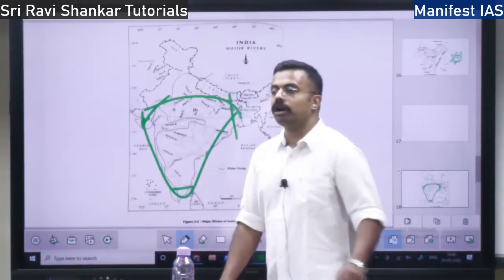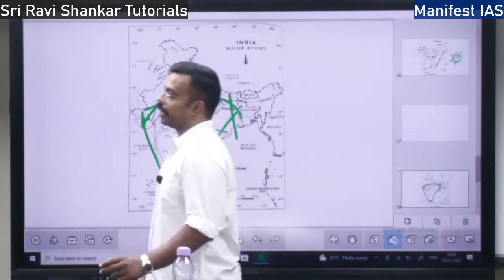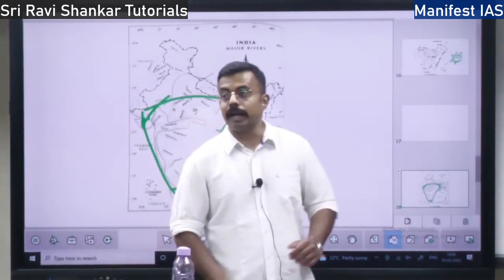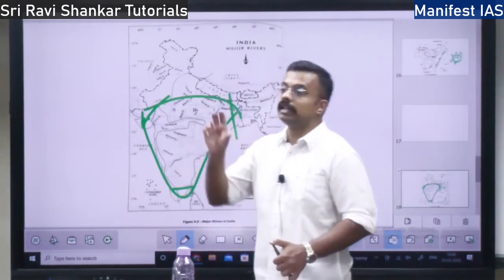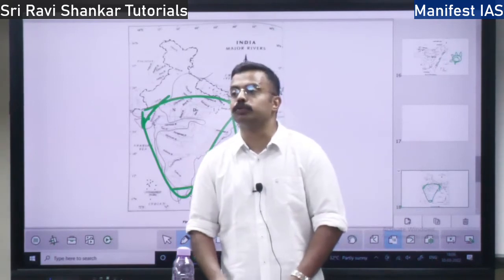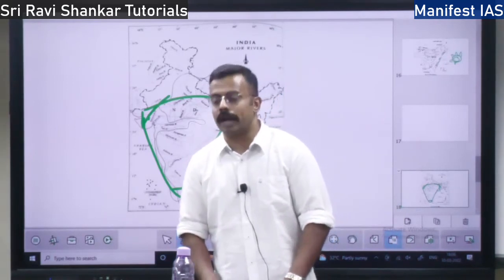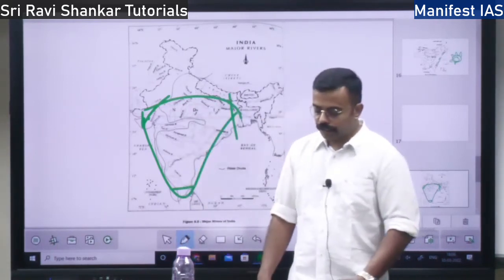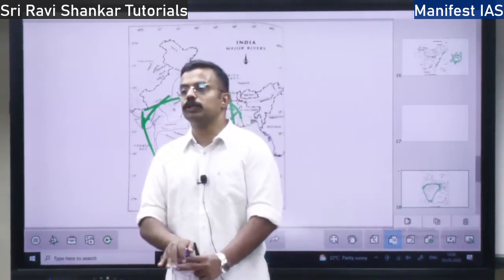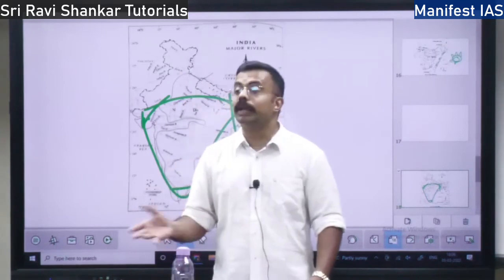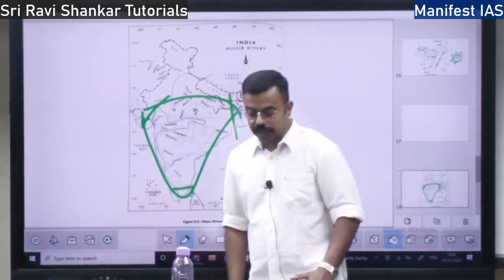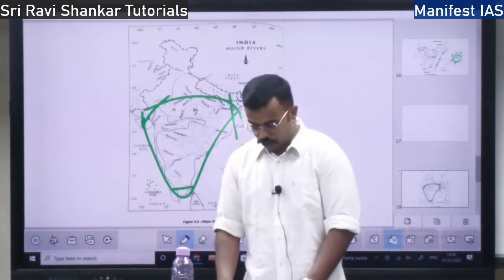Right. Not only that, within the peninsular plateau, you will find some small plateaus. They are called Patland plateaus. Plateaus within the plateaus are called Patland plateaus. So what are the types of plateaus? You have the Karnataka plateau, the Deccan plateau, the Coimbatore plateau. The Ranchi plateau is there. The Hazaribagh plateau is also there.